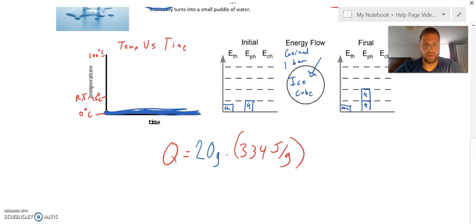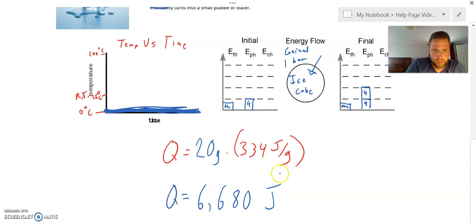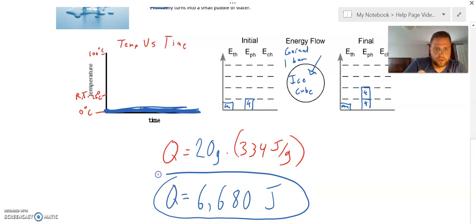And here's what we come up with. Q is equal to 6,680 joules. And that would be your final answer. We've come up with our answer here, but there's one last thing we have to talk about. Values for Q can either be positive or they can be negative. And it's all dependent on how this arrow here is facing.